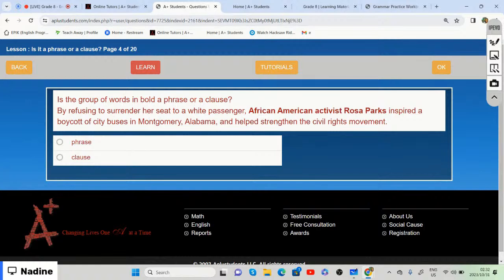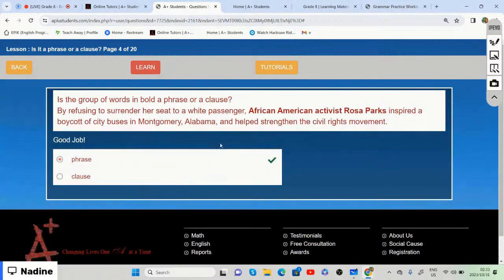And remember we said a clause has a subject or predicate, or at least both. So African American activist Rosa Parks. This is a phrase. Rosa Parks. It's not a clause.